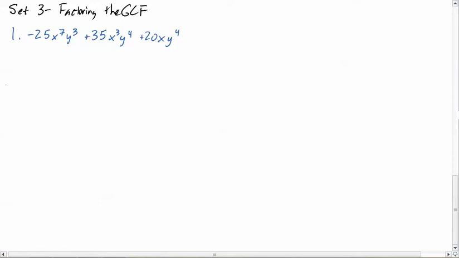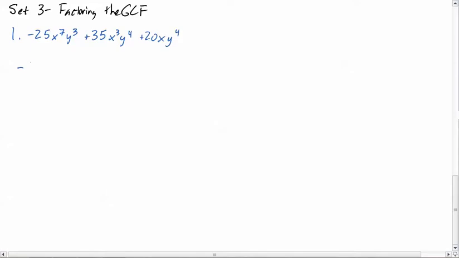I note right off the bat that 5 goes into all of these. Something else we should note is that the leading coefficient is negative. If the leading coefficient is negative, you really should factor out that negative as part of your common factor. We also see that all of them have x's, but this one on the end only has 1 x, so I can't take out more than 1. Then I look at the y's. This one's got 3, 4, and 4, which means that I can't take out more than 3. That's the greatest number that's common to all of them.